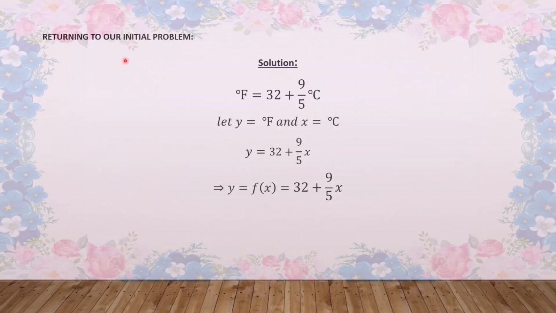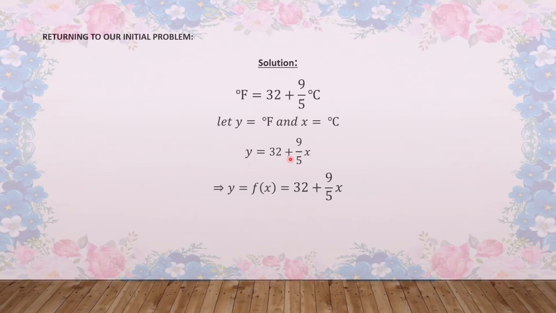Alright, back to our initial problem. So we started off here with degrees Fahrenheit is equal to 32 plus 9/5 degrees Celsius. Now we want to get degrees Celsius as the subject of the equation, meaning to have degrees Celsius here as the only variable by itself. In order to simplify everything, let's make degrees Fahrenheit y, and let's make degrees Celsius x. What ends up happening is you get y is equal to 32 plus 9/5 x.